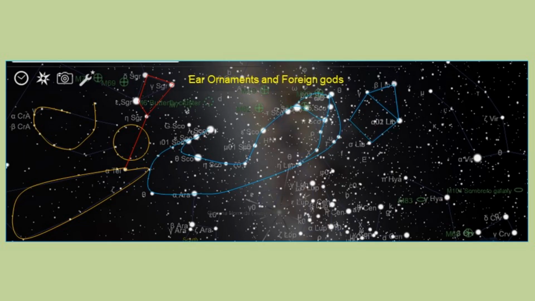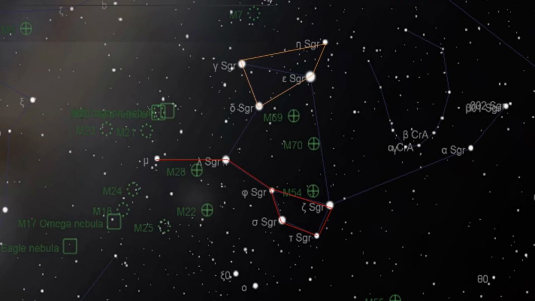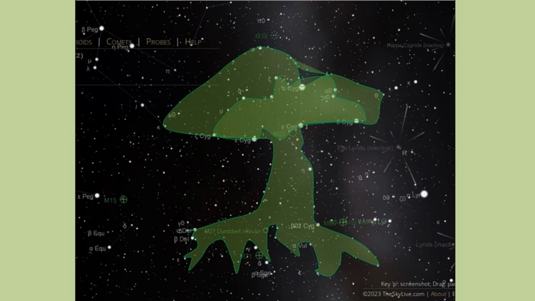In this slide, you can see the ear ornaments and the foreign gods, where the constellations Scorpius, Corona Australis and Telescopium represent the ear ornaments and part of Sagittarius represents the foreign gods. Jacob buried all these articles under the oak tree, where the oak tree may represent the constellations Cygnus and Delphinus.